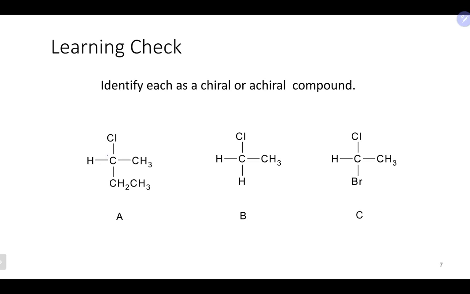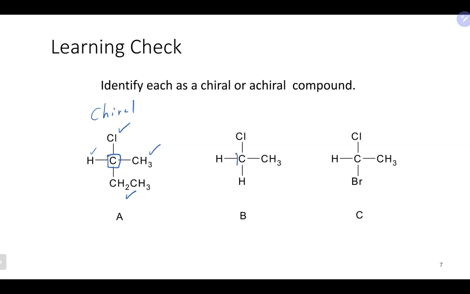So here we can focus really on the carbon, and we have a chlorine, which is different than a methyl, that's different than an ethyl, and that is different than a hydrogen. So that is 4 different groups attached. So that would be a chiral compound. That means that its mirror image will not superimpose on it.